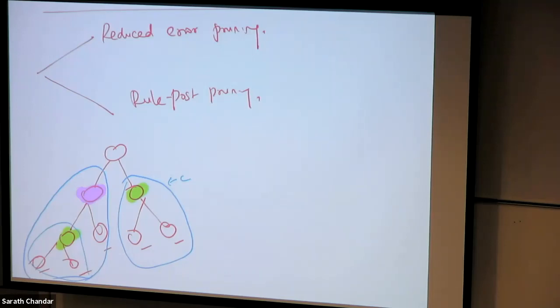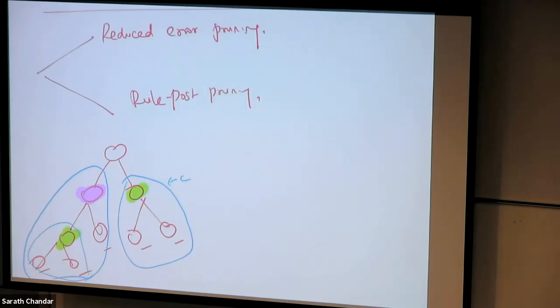Of course, not the root node, so below the root node. And anything that improves validation accuracy, you prune. Anything that hurts, you don't. Is that clear? That is the idea of reduced error pruning. This guarantees that none of the pruning affects the performance.